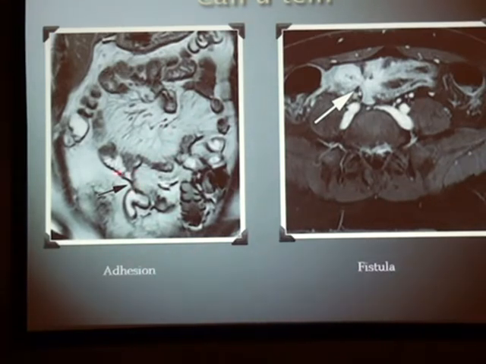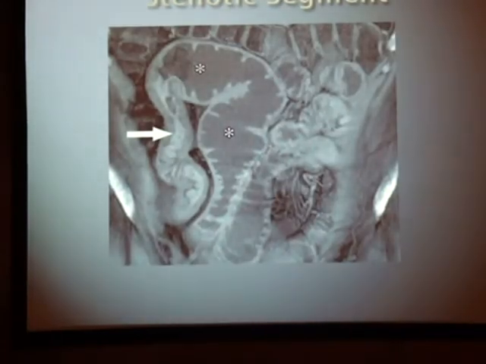Here is a coronal image, which shows an adhesion, so we can see a thinner band between the bowel loops, and it is low signal intensity, so this is a fibrotic adhesion band. However, in the case of a fistulous tract, you can see the fistulous tract here, it is composed of inflammatory tissue, it shows enhancement and it's thickened, so we can differentiate by MR whether this is an adhesion or a fistula. It's usually difficult by CT. This is also a stenotic segment seen by CT.